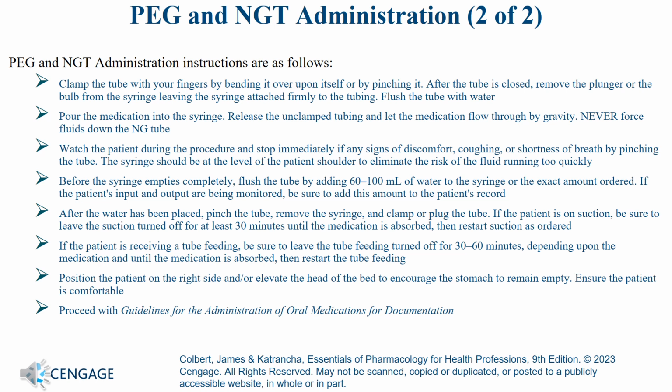Watch the patient during the procedure and stop immediately if there are any signs of discomfort, coughing, or shortness of breath by pinching the tube. The syringe should be at the level of the patient's shoulder to eliminate the risk of fluid running too quickly. Before the syringe empties completely, flush the tube by adding 60 to 100 milliliters of water to the syringe or the exact amount ordered. If the patient's input or output are being monitored, be sure to add this amount to the patient's record.